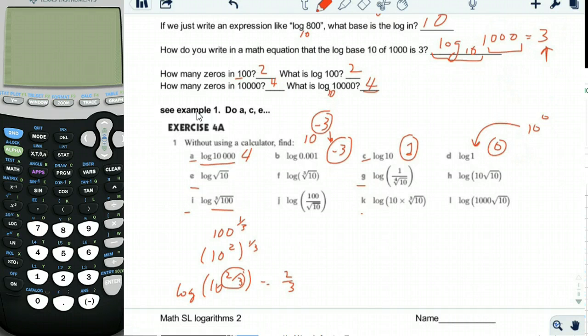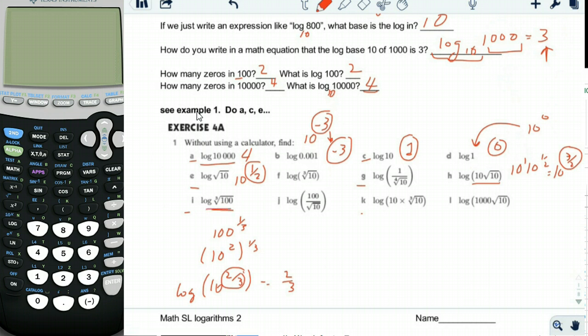Log of square root of 10. Well, the square root of 10 is 10 to the 1/2. So the log would be 1/2. The log of 10 times the square root of 10, that would be 10 to the first times 10 to the 1/2, which is equal to 10 to the 3/2. So what's the log? The log is 3/2.